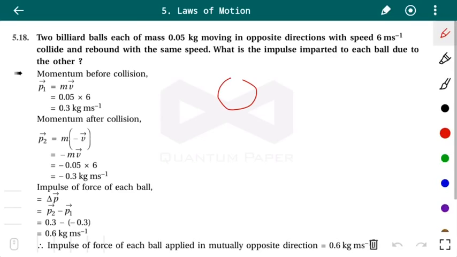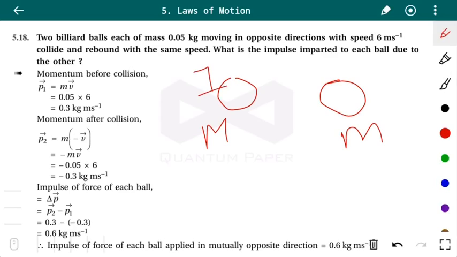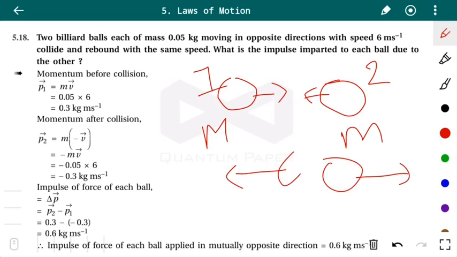That means here we are having two balls. Mass of each ball is same, and both are moving in the opposite direction, that is towards each other, after which they will be colliding and it will be rebounding. That means after collision it will be moving in the opposite directions with the same speed. What is the impulse imparted to each ball due to the other?